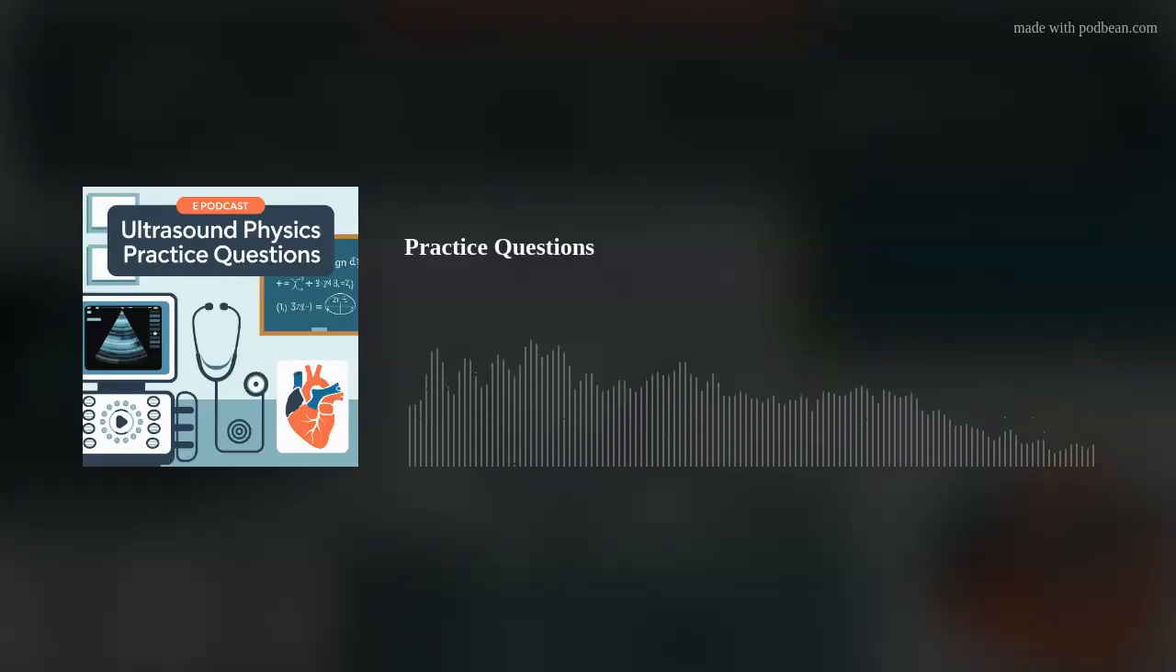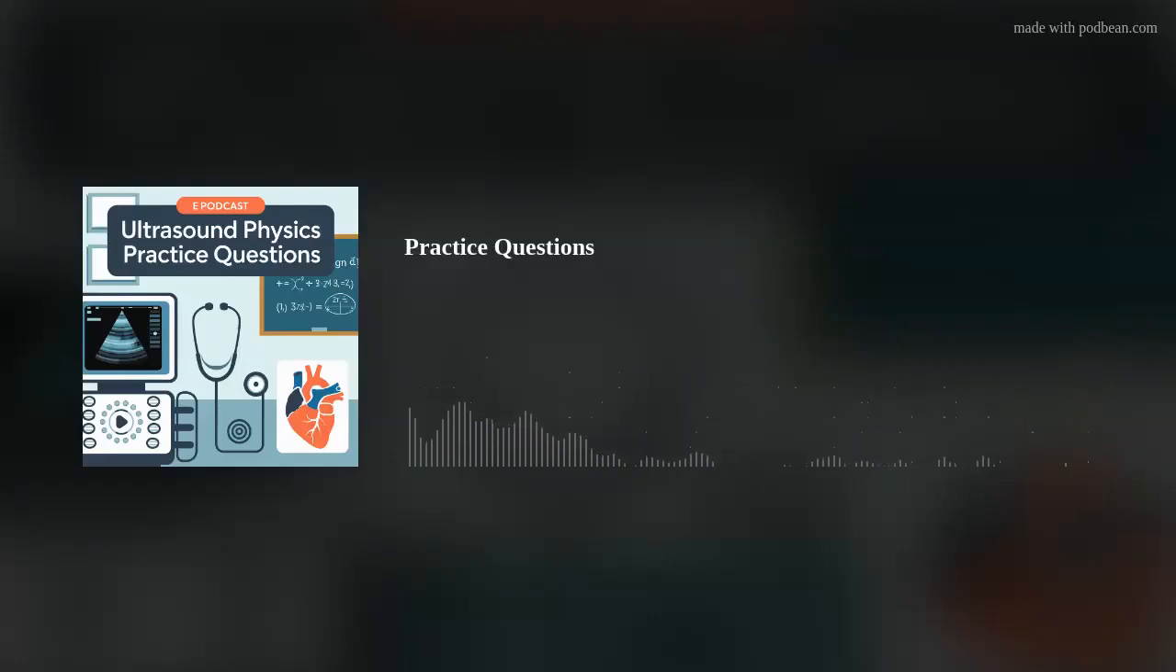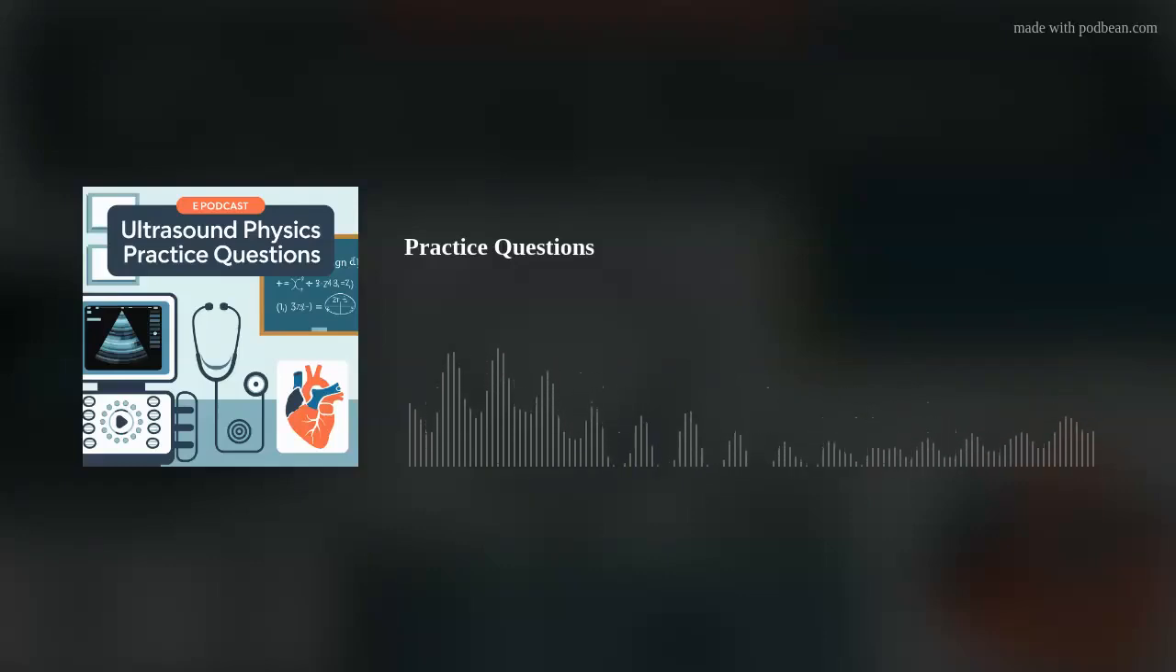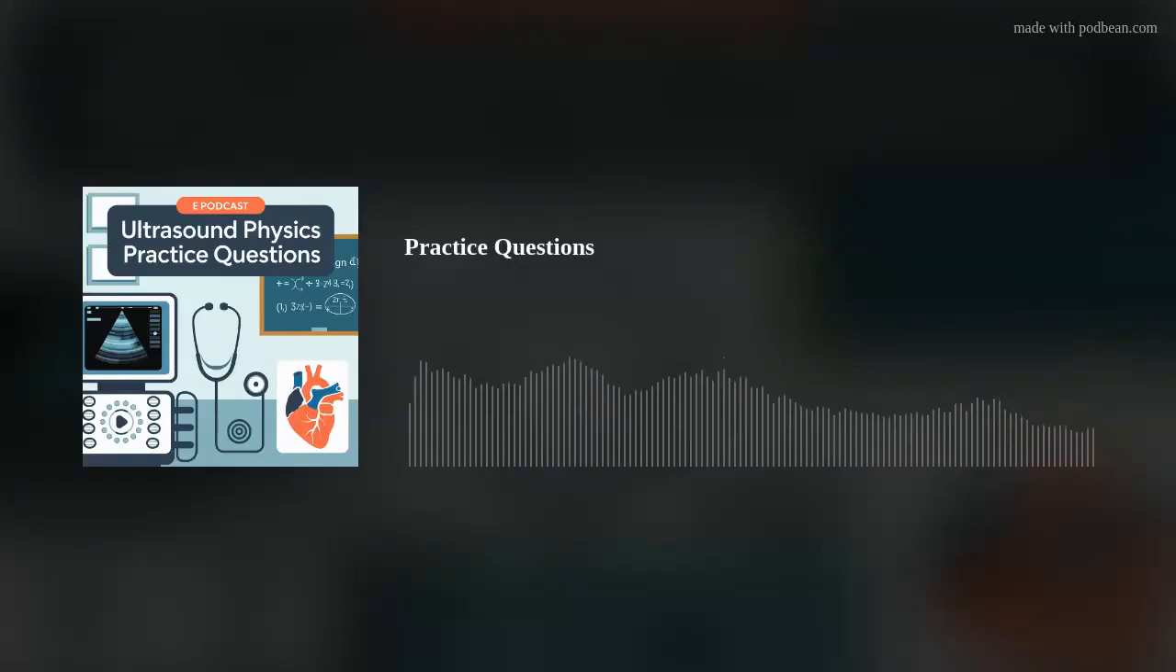Are there other types of artifacts I should be on the lookout for? Oh, yeah, absolutely. There's shadowing, which happens when something really dense, like a bone, blocks the beam. It's like a shadow from a flashlight. And then you've got edge artifacts. These pop up when sound waves bend around curved structures, so you get these bright or dark lines at the edges. It's a bit like how a straw looks bent in a glass of water. The key is being able to spot these artifacts so you don't mistake them for something real. Wow, so ultrasound can be pretty deceptive sometimes.